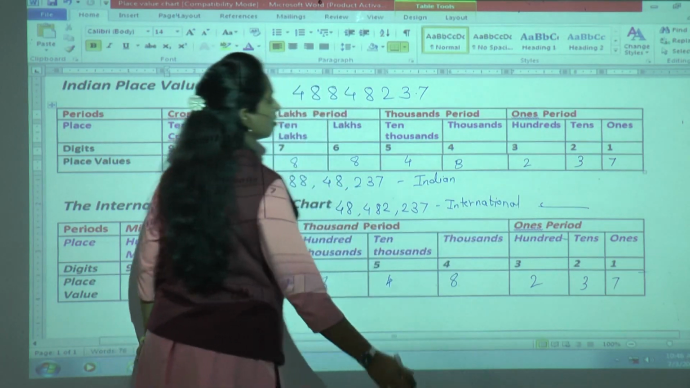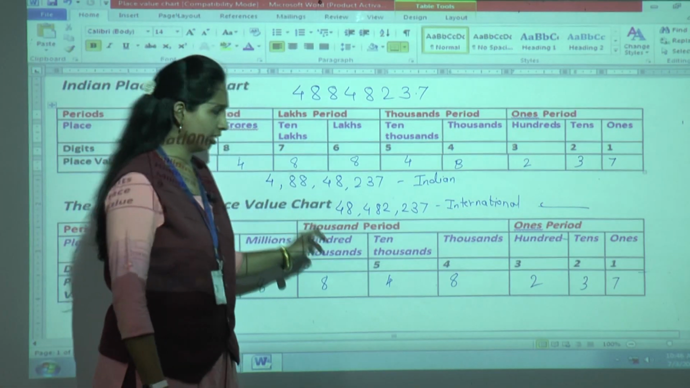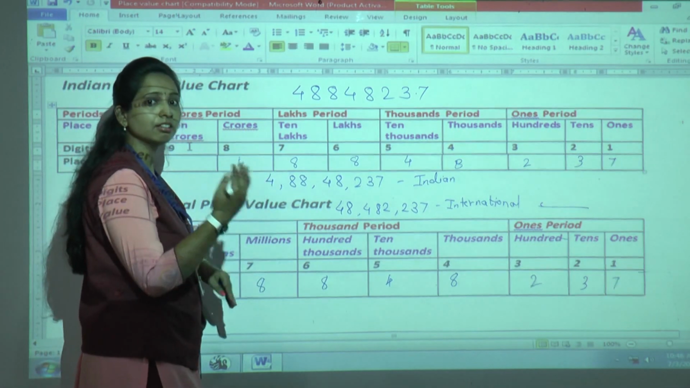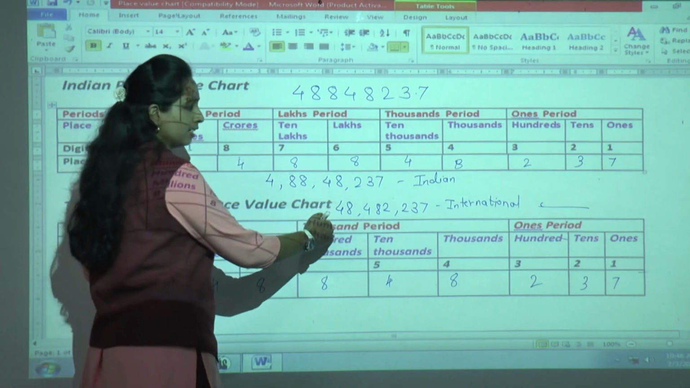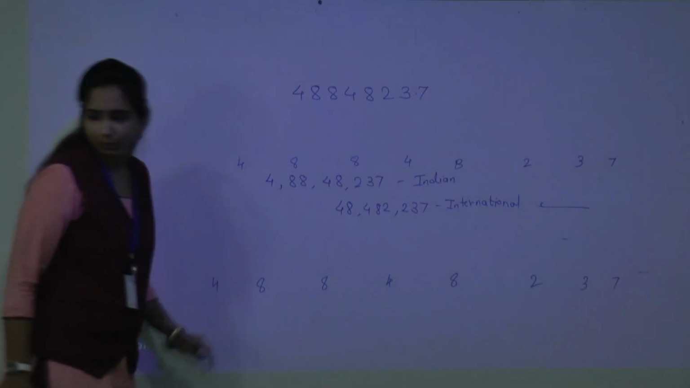International means we use these numbers worldwide. Now see, what is the difference? Both the numbers are the same, but we read them in a different way. We use millions in the international number system, and we use lakhs in the Indian place value.